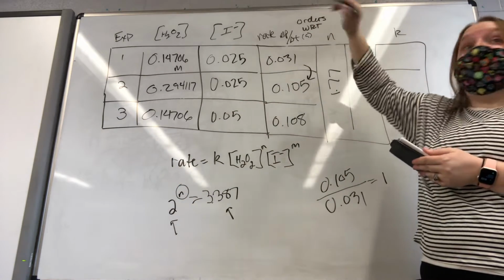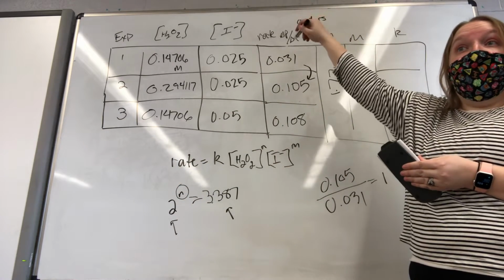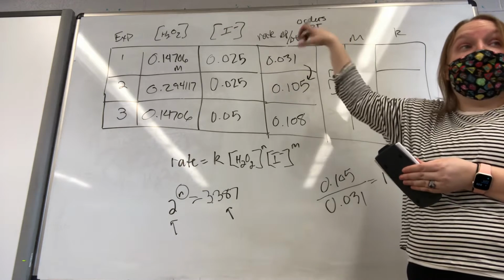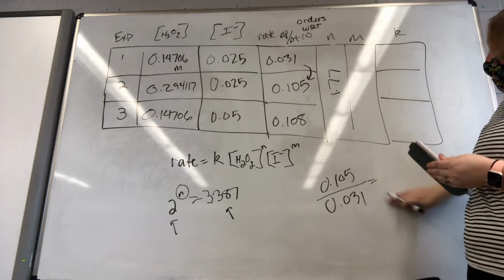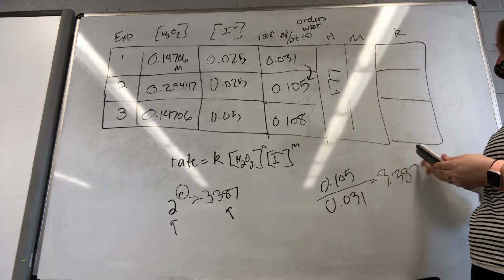Again, not going to be a perfect whole number, right? Going to be a weird number based on experimental error. Okay, do we understand how this happened? This one was 3.387.